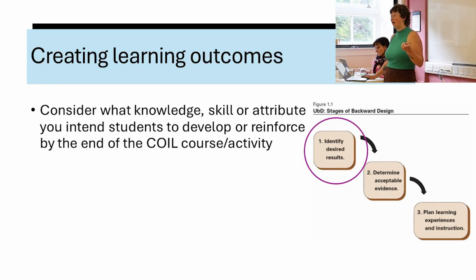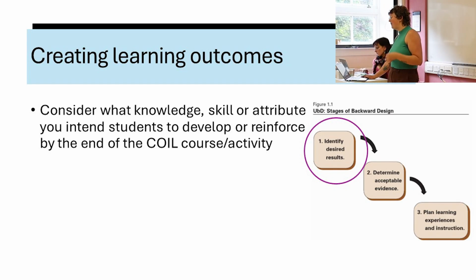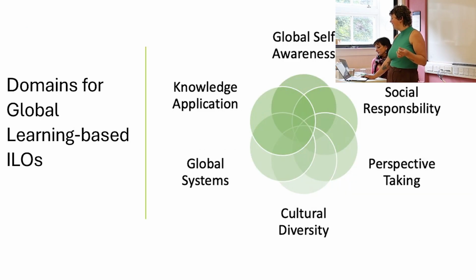And first thinking about the intended learning outcomes, again, we're just focusing on what are the skills, the knowledge, or the attributes you intend students will develop by doing COIL in your course. So these might be added to the learning outcomes you already have about the content that they're supposed to learn and the way they're applying the content through COIL. These next couple of slides are talking about what some of those global learning outcomes might focus on.